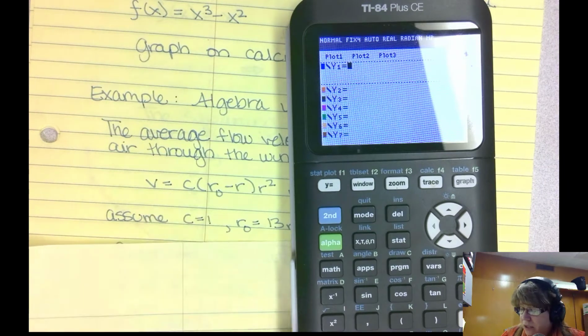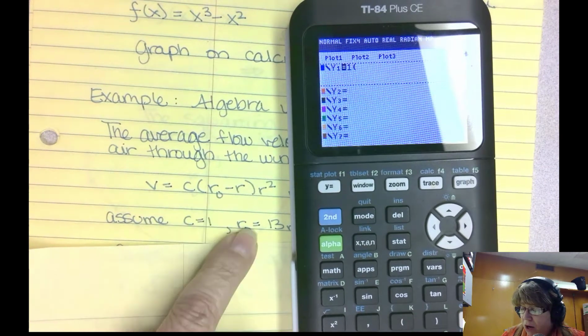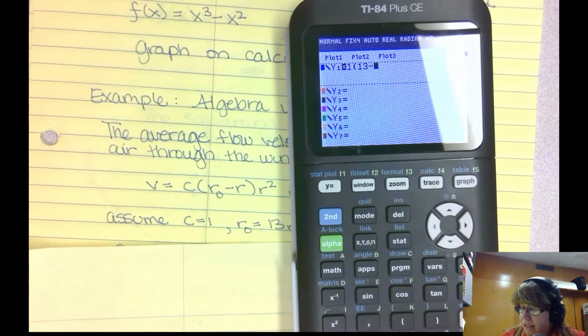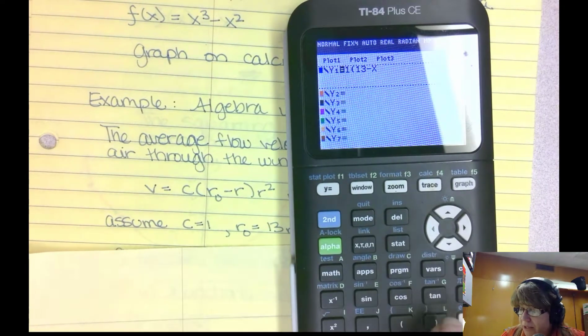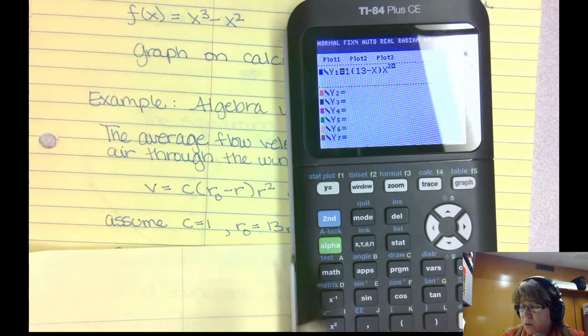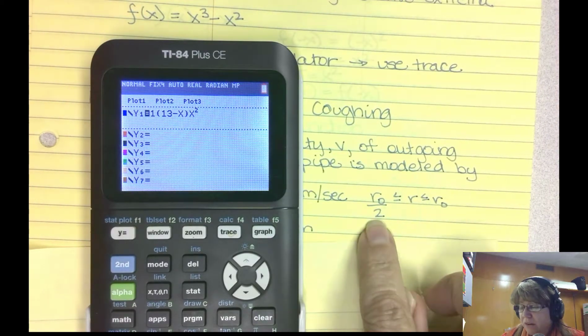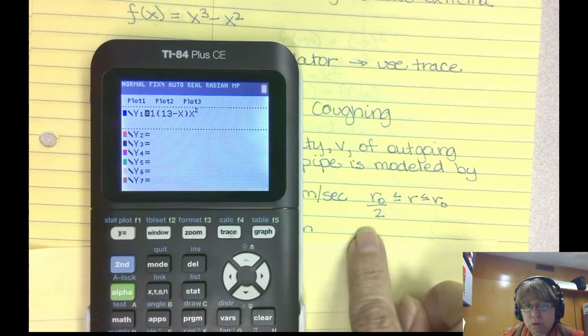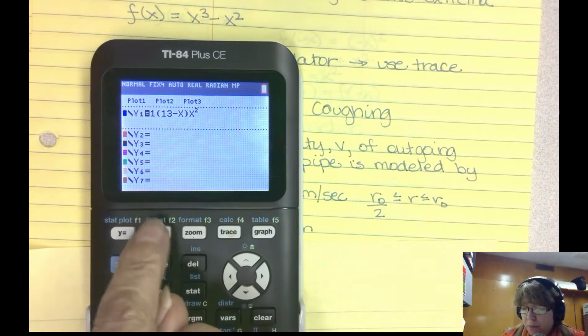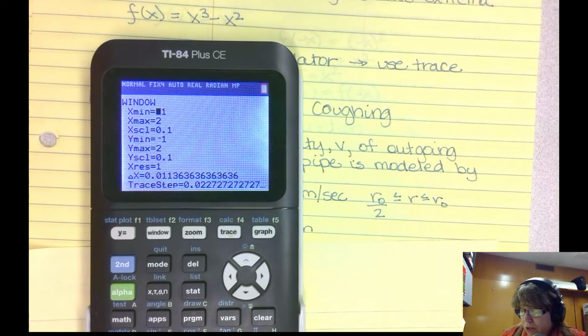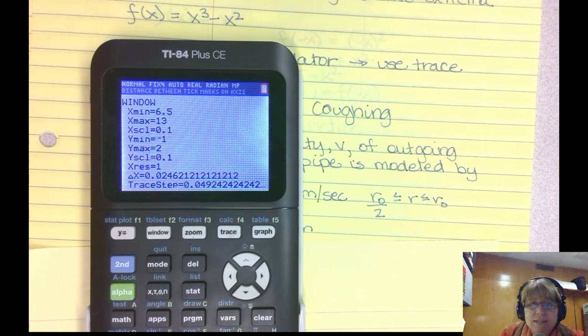All right, C is 1 times R naught is 13 minus our variable, times our variable squared. That's our formula. But I've got to tell the calculator that I only want it to go from 6.5 to 13. That has to do with my window settings. So I'm going to go back to my window. I'm going to go from 6.5 to 13. And for my scale, we should do it every half a point maybe.